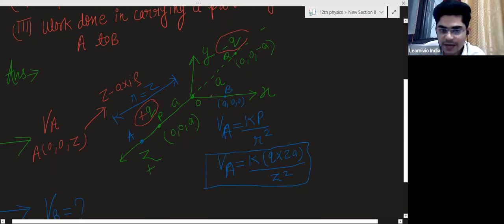The location of this point B is on the x axis, and these three axes are perpendicular to each other, meaning OB is perpendicular to this dipole. So B is the equatorial position. And what is the potential at the equatorial position?